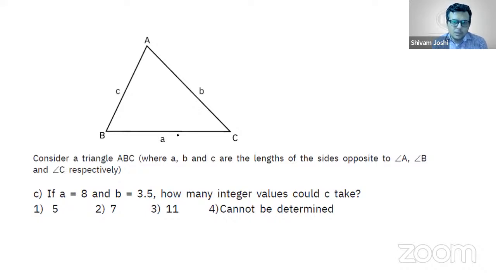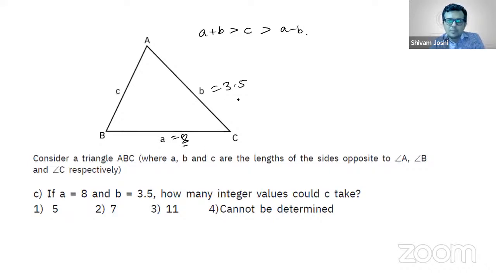A is 8, B is 3.5. How many integer values can C take? We've just seen that the sum of two sides is greater than the third side, which is greater than the difference of the two sides, which means your a plus b will be greater than c, which will be greater than a minus b. Or it could be b minus a also, whichever is greater, right?